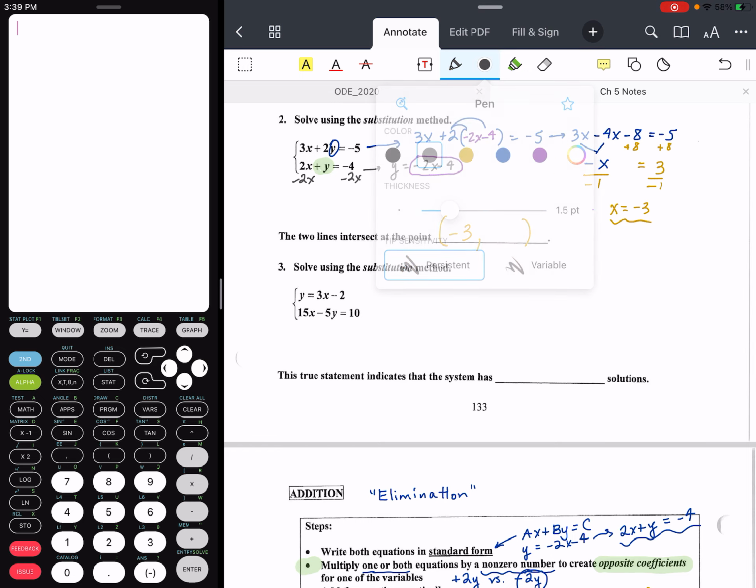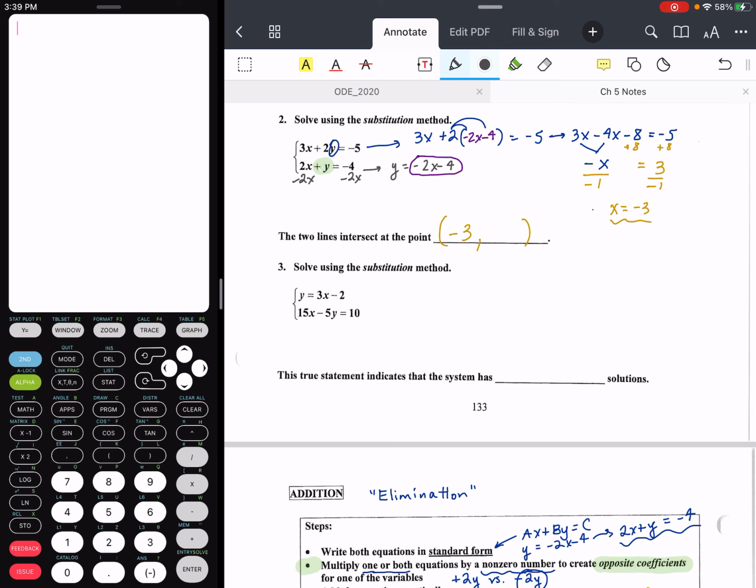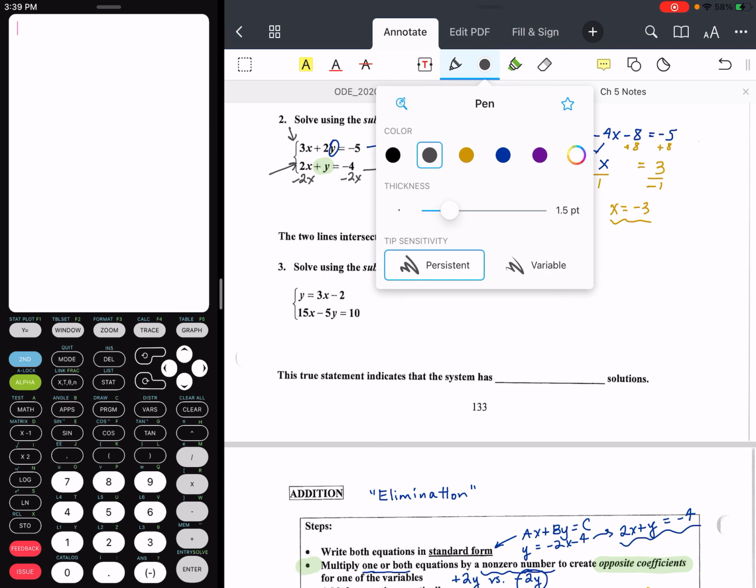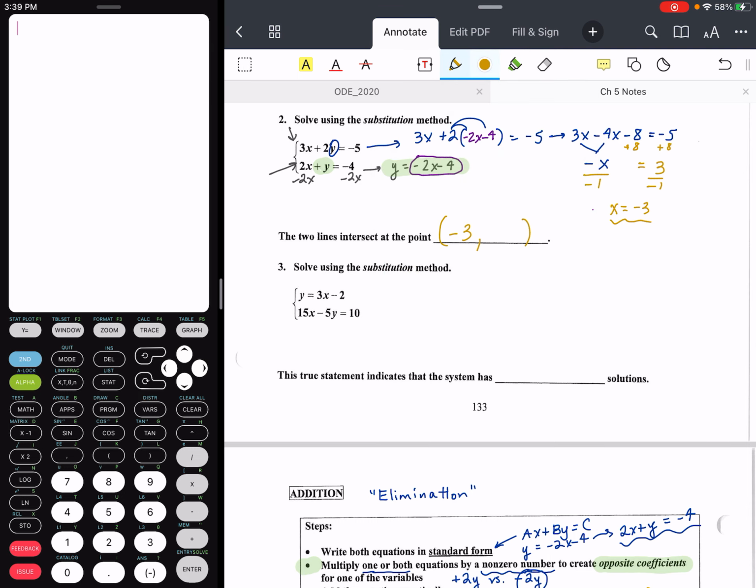And I can use any of these equations. I could plug in x equals negative 3 here, or I could plug in x equals negative 3 here. But I like to use this guy. So that first time when I created that little substitution equation, to me that's the easiest one to use because it's already solved for y.